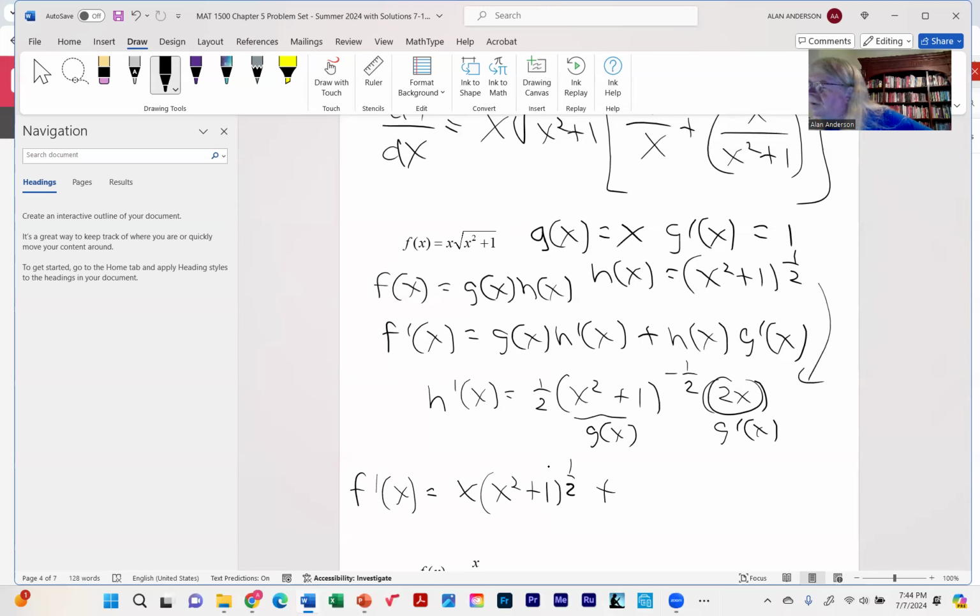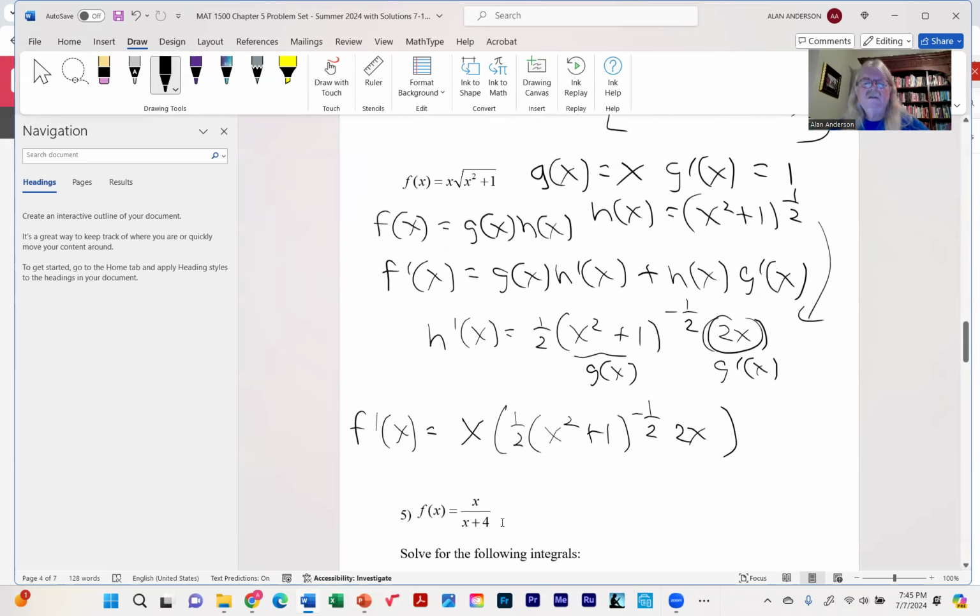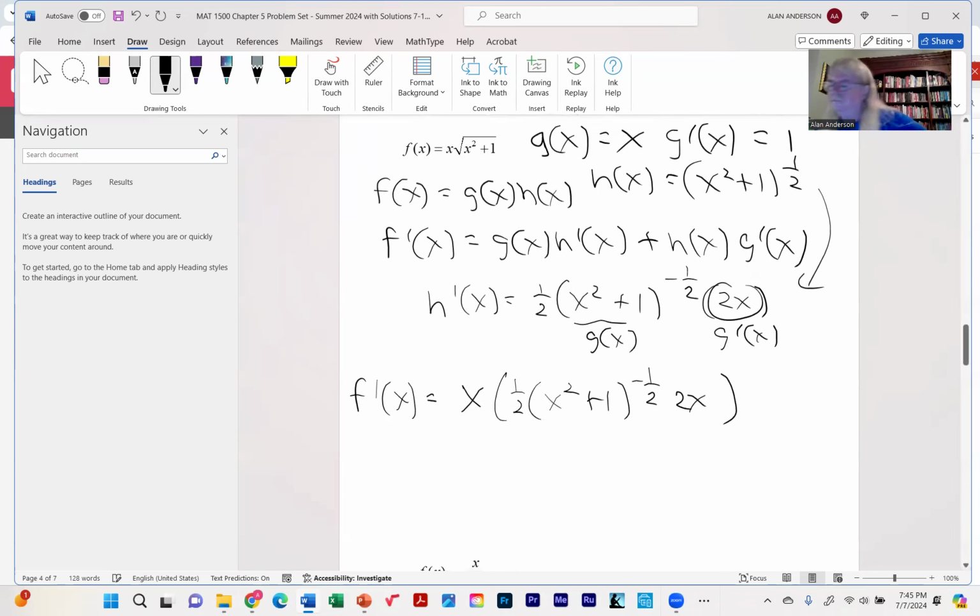Wait, oh, I'm sorry, I did something wrong. Let's try that again. I need g times h prime of x. That's what I was missing. Plus h, which is x squared plus 1 to the 1/2 power, times g prime of x, which is simply 1.